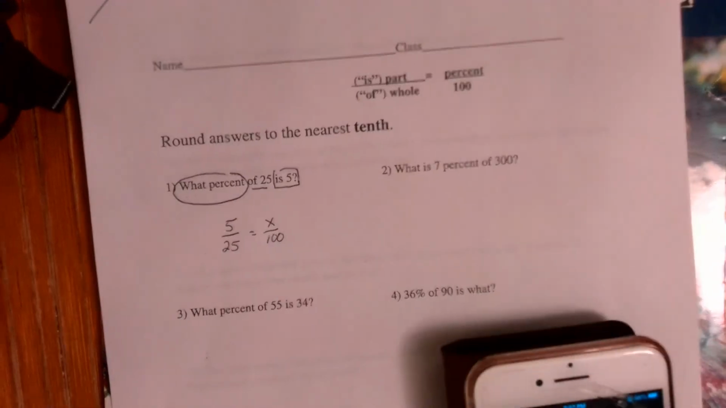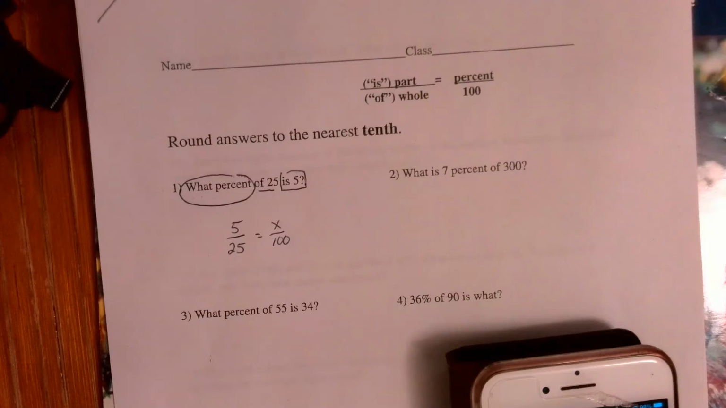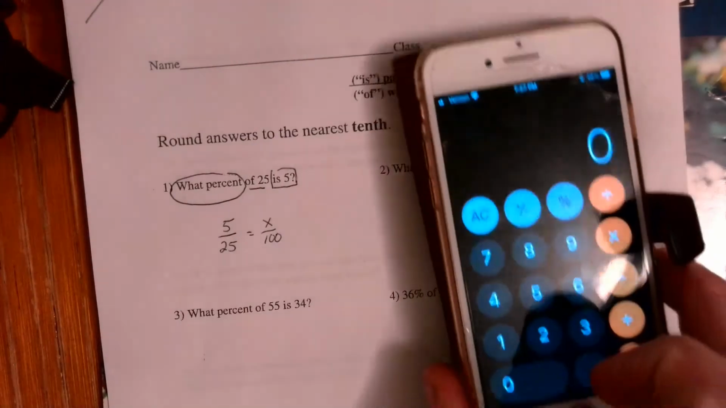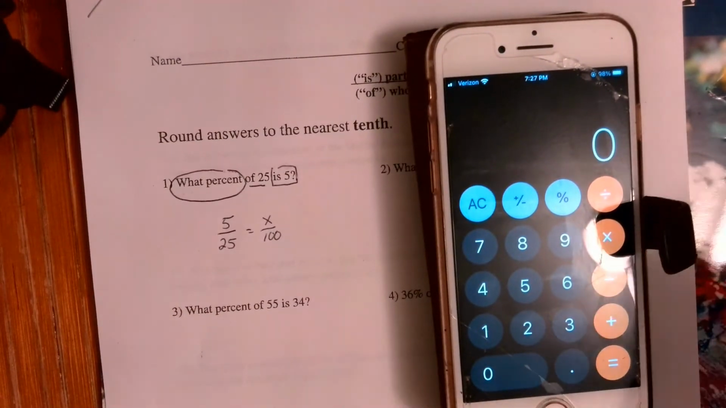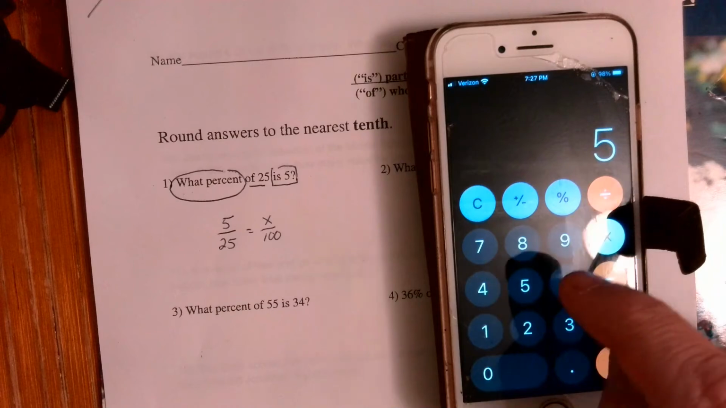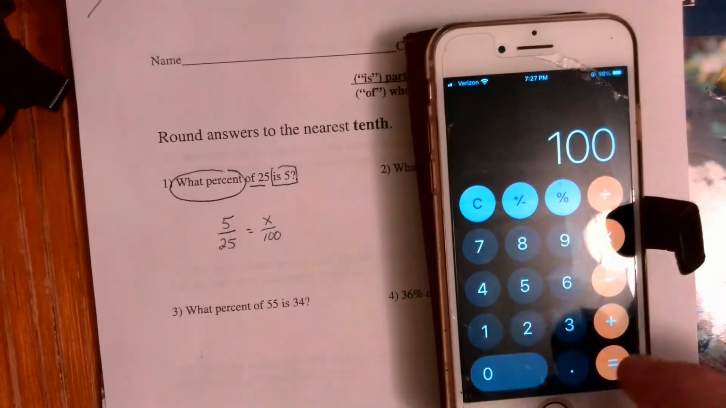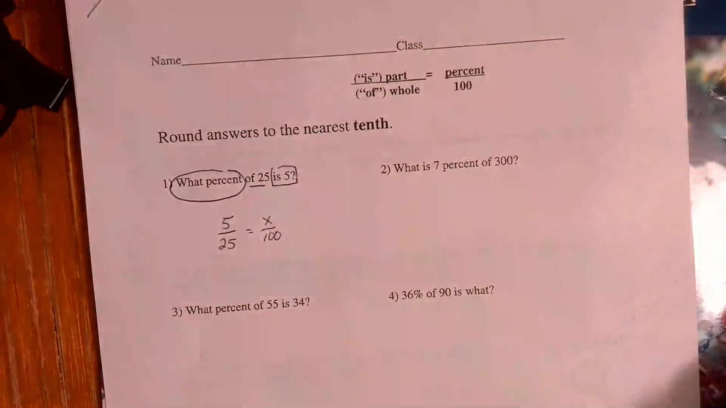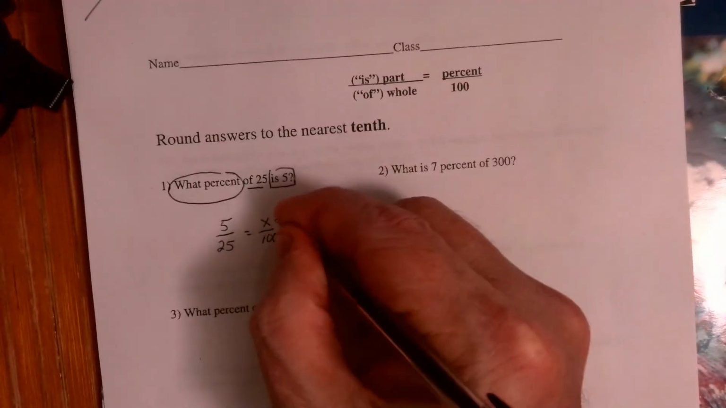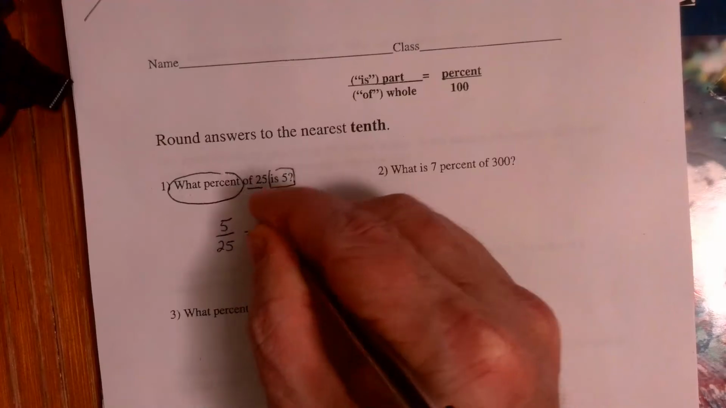Now, there are definitely different ways you can do that. Some students might see I'm just multiplying by 4, but I'm actually going to go through in the calculator how I would do it. You multiply diagonally and divide by the third number. So you take 5 times 100, which is 500. Take that and divide it by 25. You get 20%. That is solving it. This is one where we solved it for a percent.